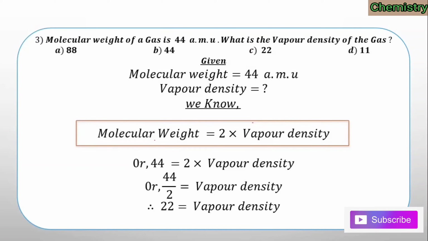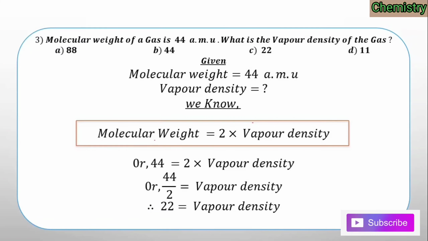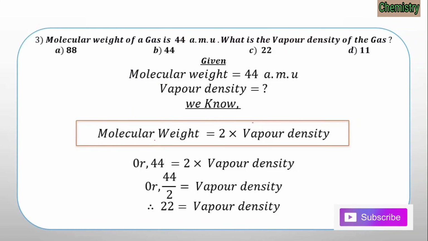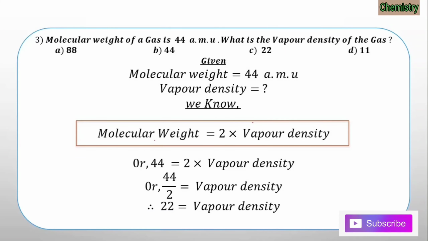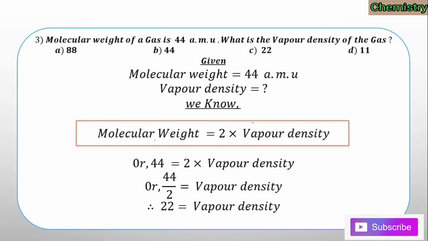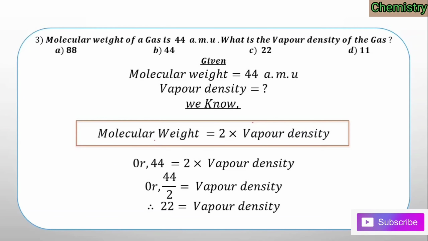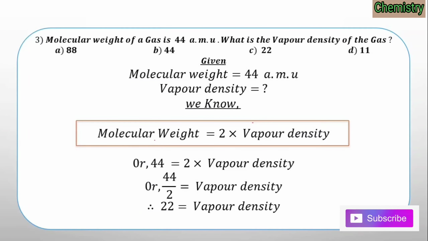In question number 3, we have the molecular weight of a gas is 44 AMU. What is its vapor density? Now you have to remember, molecular weight equals 2 into vapor density. Then you can substitute the value of molecular weight as 44 and divide by 2. Then you will get vapor density as 22. Option C is the correct answer.